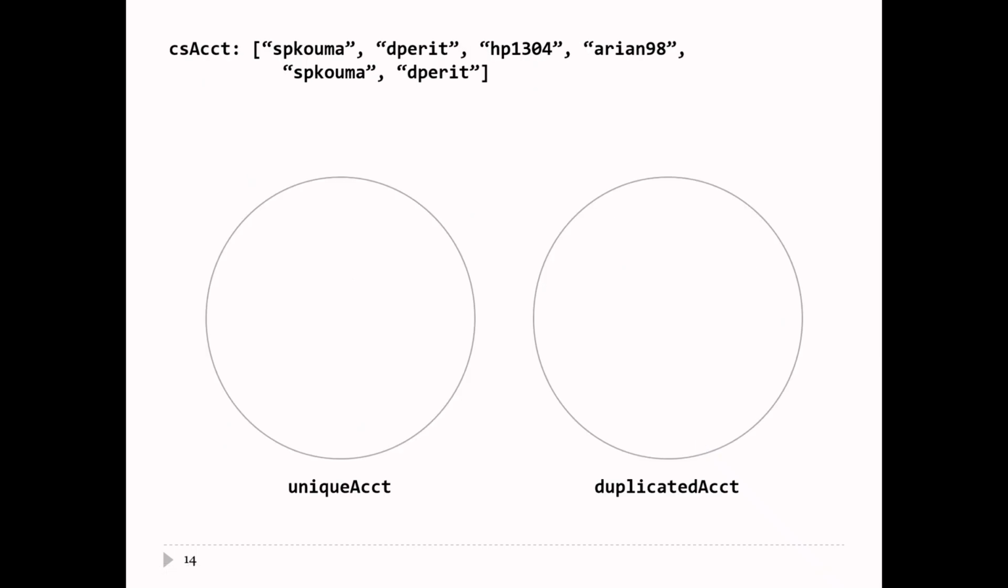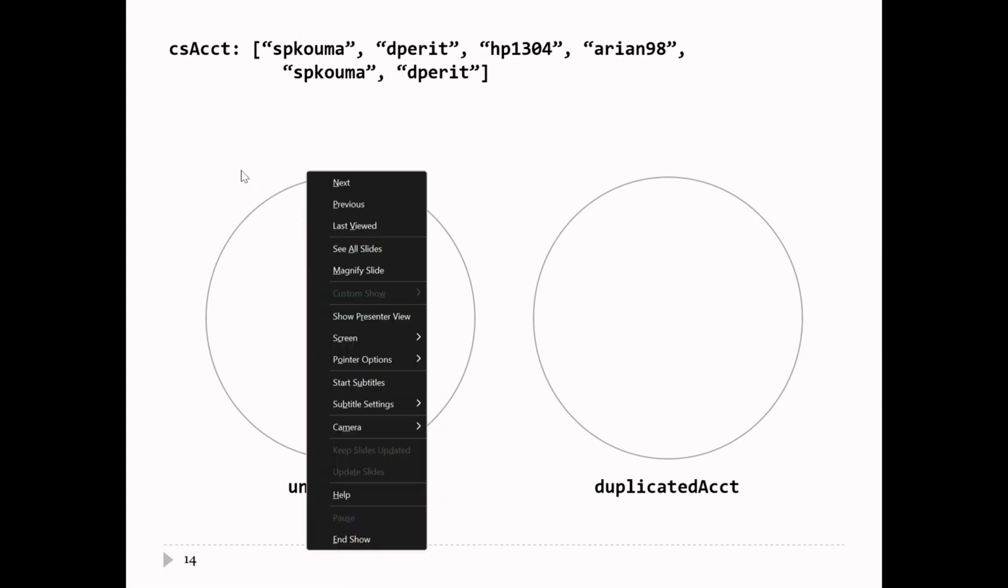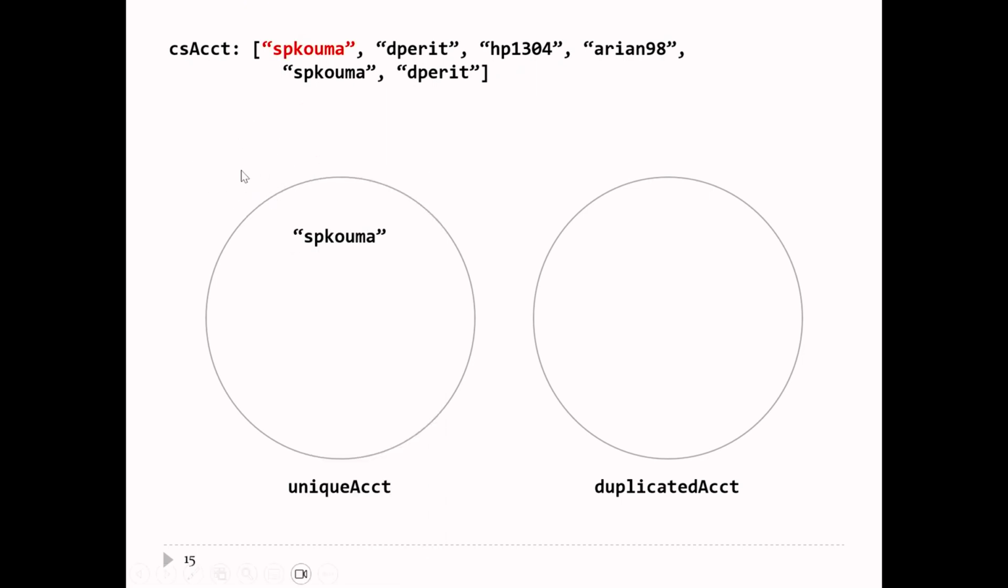So there's an example. This is a picture of what's going on. I've got a bunch of made-up account names up here. I would like to know what are the unique account names and what are the duplicated account names. So these are both sets. I'm going to iterate over that list. I'm going to try to add each element to the set of unique accounts. So the first element in the list, this set's empty, so it successfully gets added to the set.